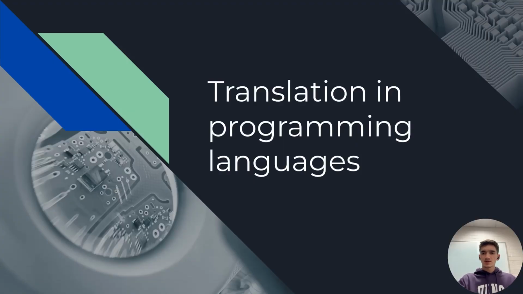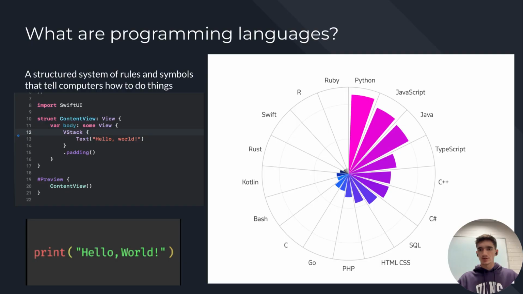All right. So I did my project on translation in programming languages. So to start, what is a programming language? Well, a programming language, in the most basic way to define it, is a way to tell a computer to do something. So we have here on the right a pie graph of the most commonly used programming languages this past year. They are all in English, and these two pictures here on the left are two different programming languages that do the exact same thing.